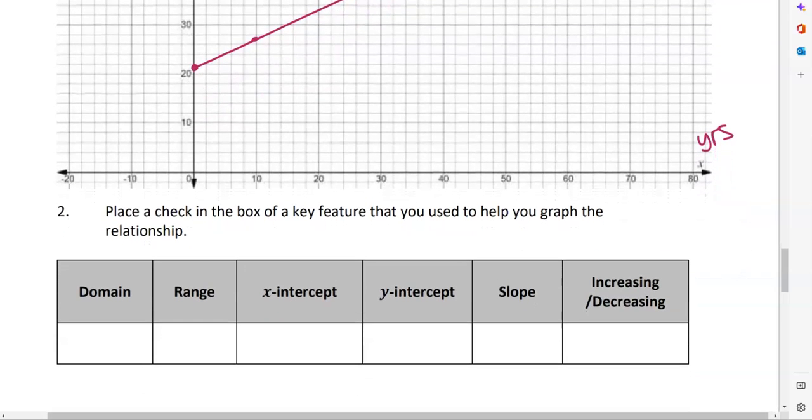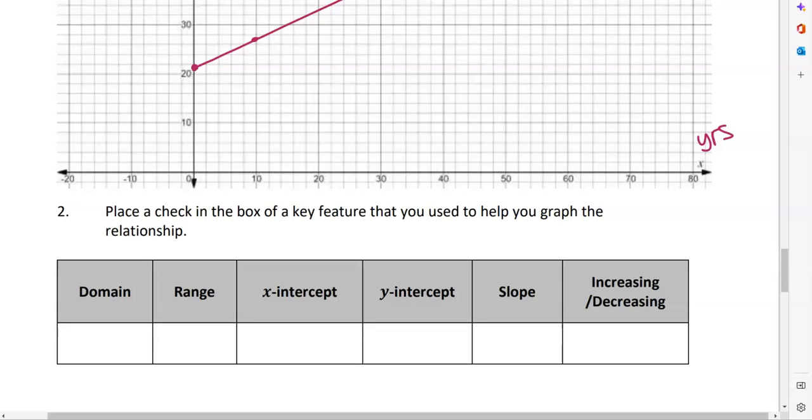Yeah, the screen froze. Place the checkbox. So you and your partner, place the checkbox. It's not asking what it is. Just check off which key feature that we use to help us graph the relationship. Okay, so you and your partner, check off what we just used to help us graph.